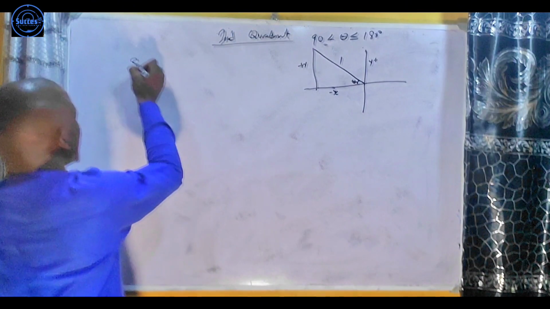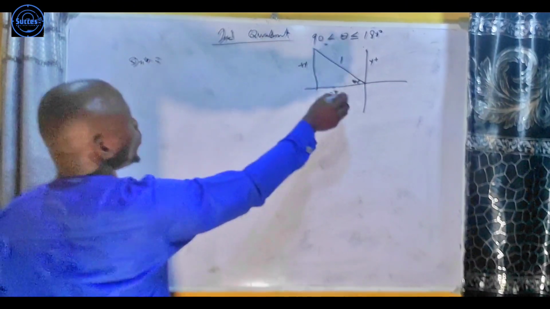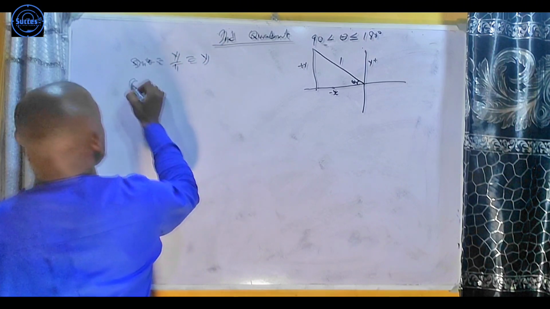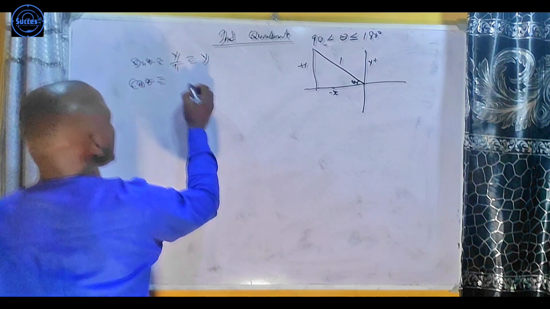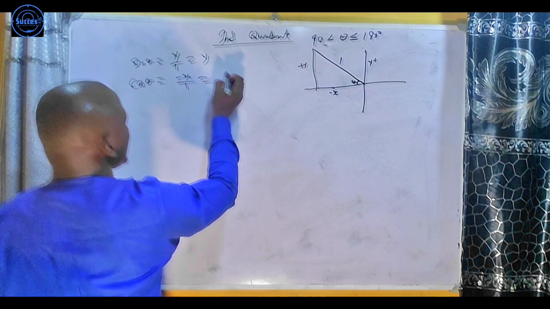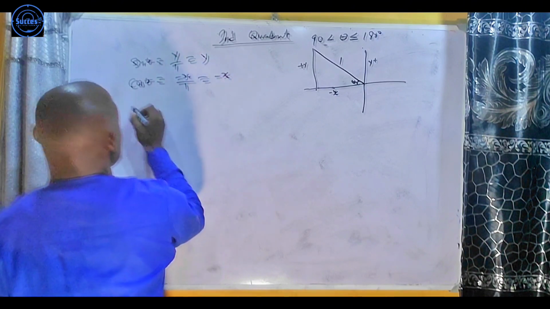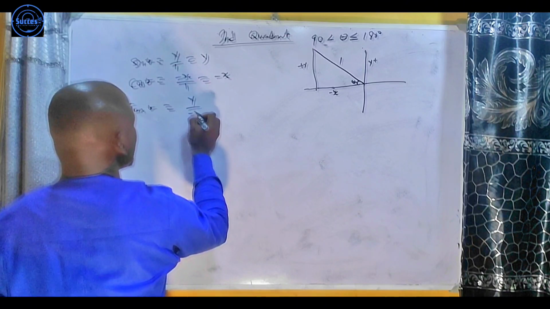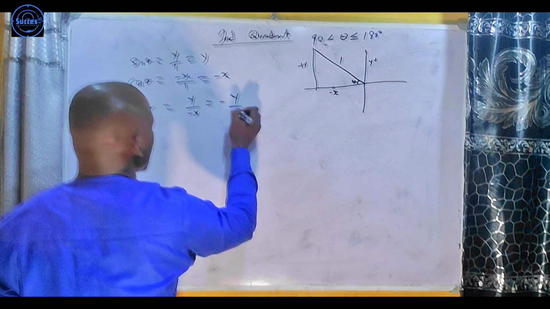Here our sine theta will be opposite over hypotenuse, which is y over 1, the same thing as y. While our cos theta will be adjacent, which is minus x, over 1, the hypotenuse, which is minus x. And our tan theta will be opposite over adjacent, which is y over minus x, which is minus y over x.